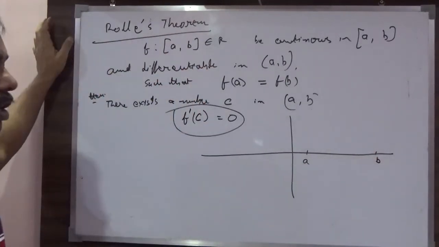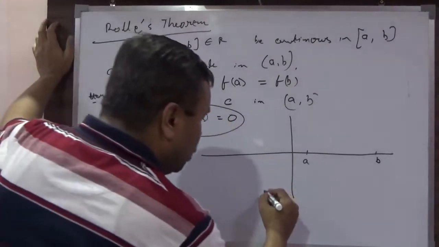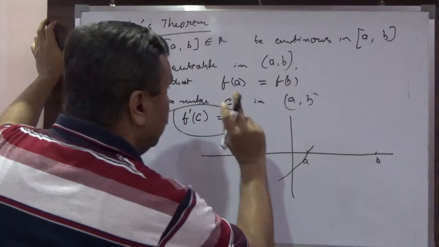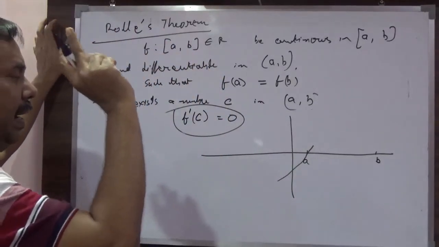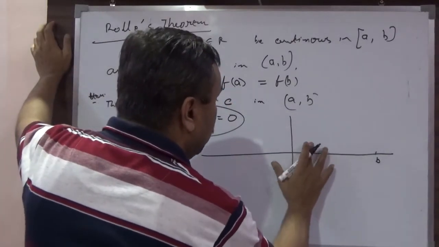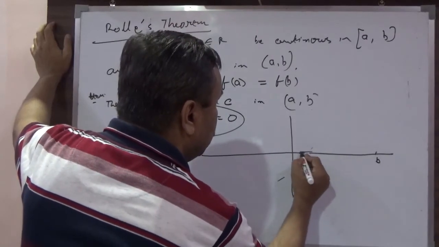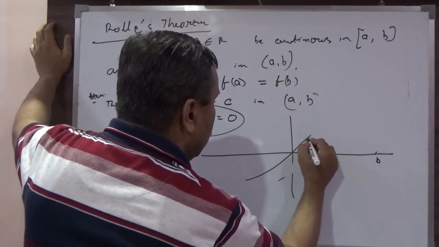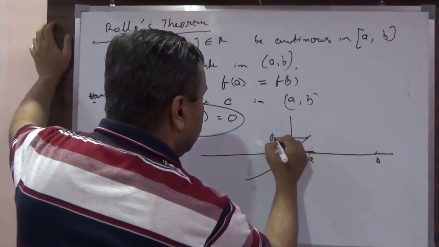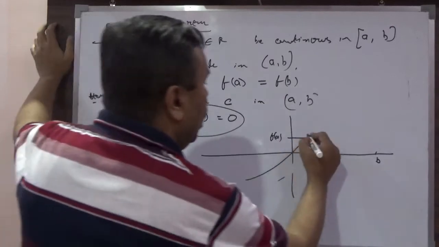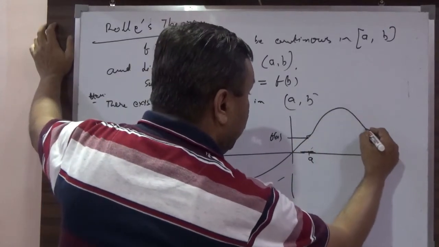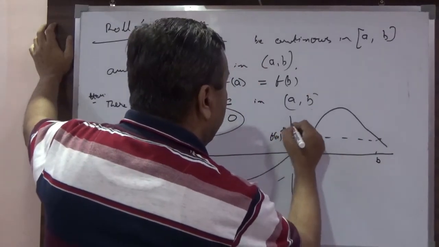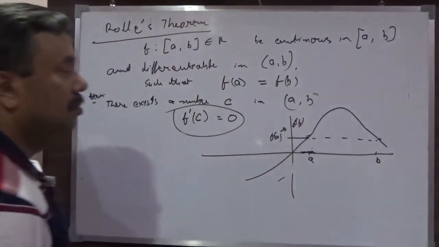One is A, one is B. The graph is moving like that. Suppose that it is moving, and f(a) and f(b) are equal to 0. Suppose that this is f(a), it will go and it will come like that, and it will be having the same value, f(b) also.